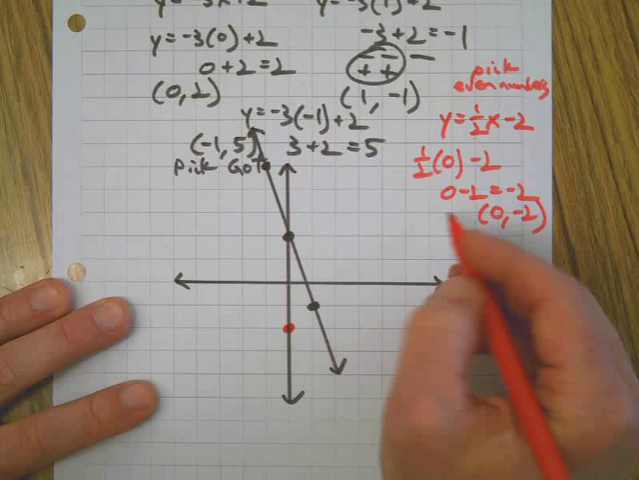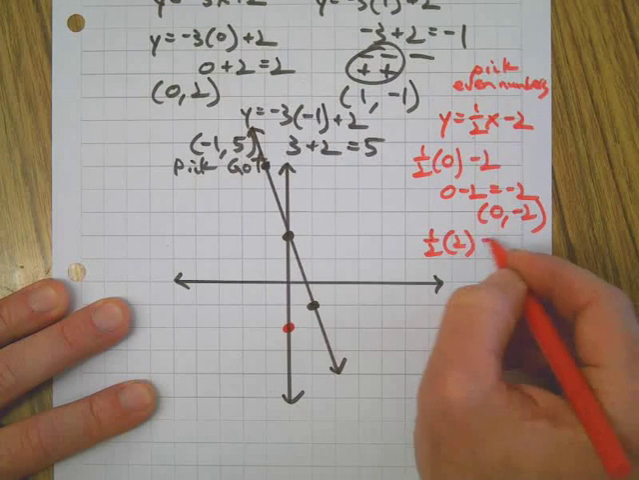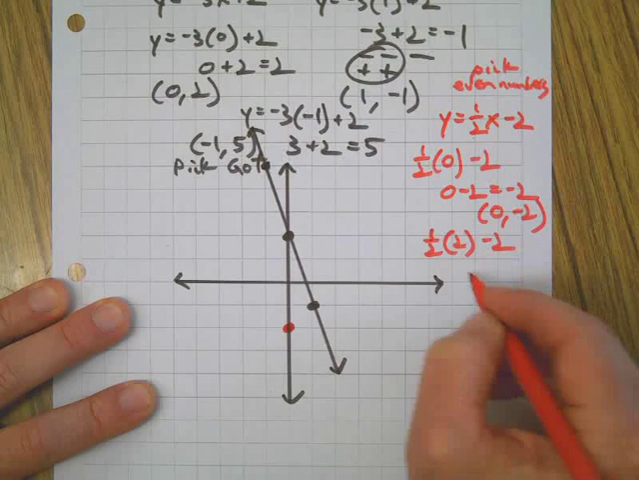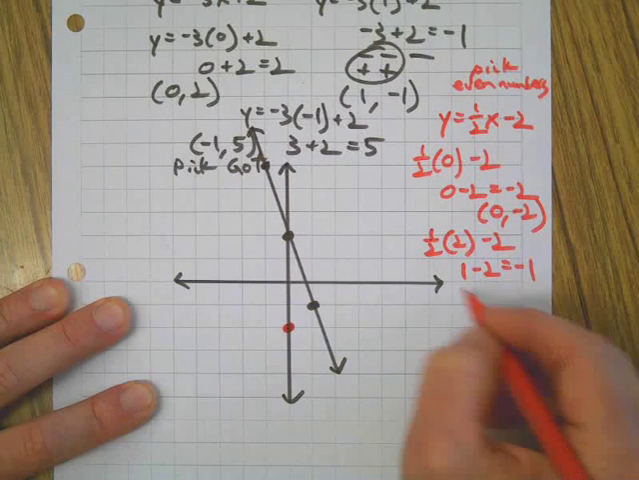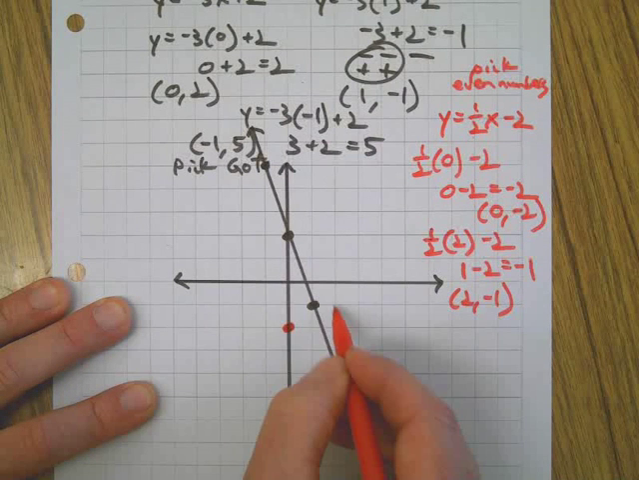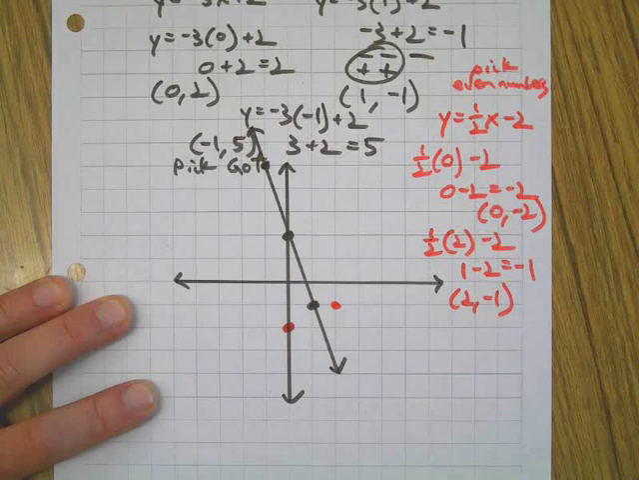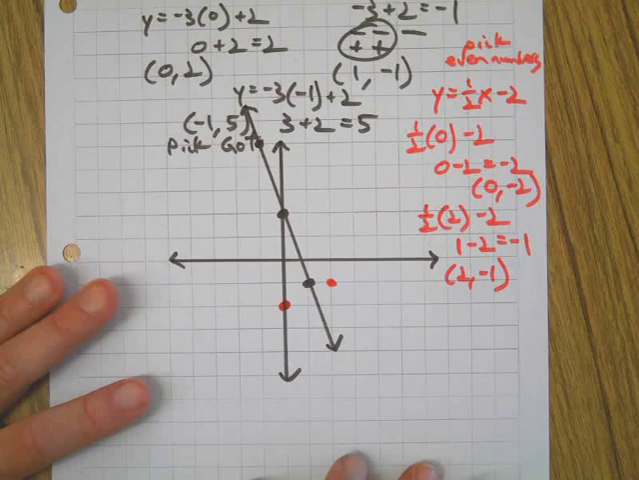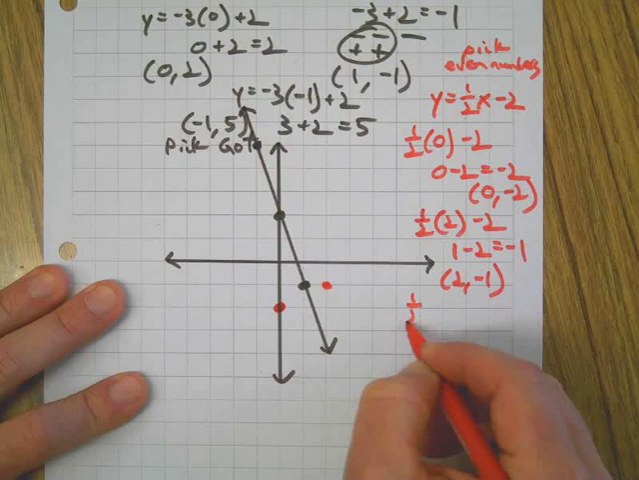Color-coded for your convenience. Next, I'm going to pick an even number, so I'm going to go 1/2 of 2 minus 2. What is half of 2? Right, 1. 1 minus 2 is -1, so my second ordered pair is 2, -1. It doesn't matter if you picked different numbers than me. We should still end up with the same line. That's the great thing about linear equations.